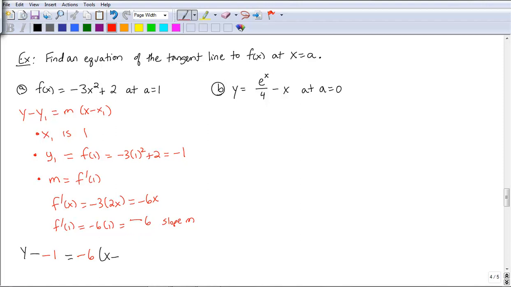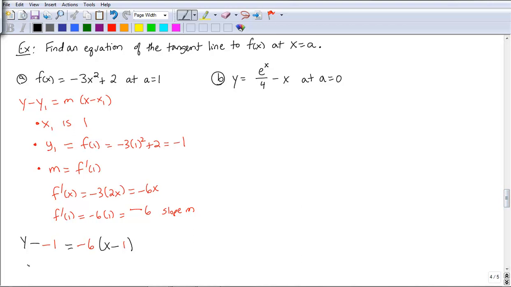And my x1 is the given value at the very beginning of the problem, the place where they told me this was starting. My x1 turns out to be x equals 1. So the equation of the tangent line can be given by y plus 1 equals -6(x minus 1).